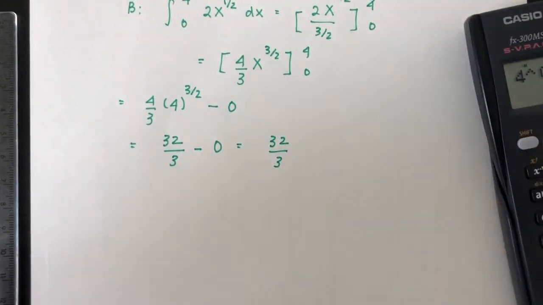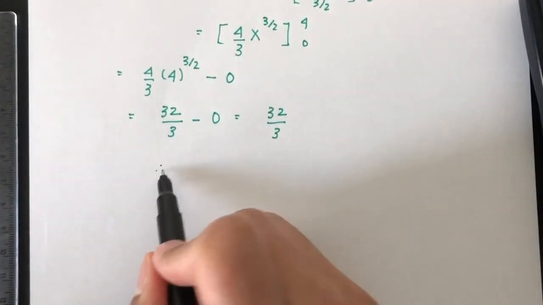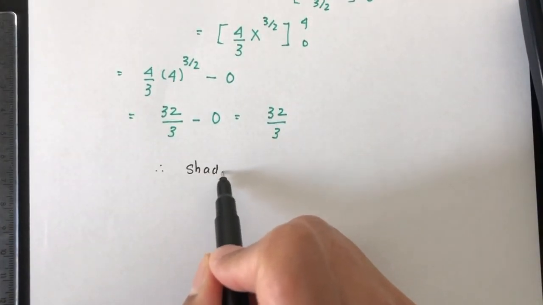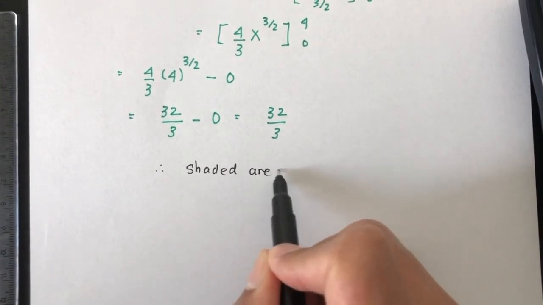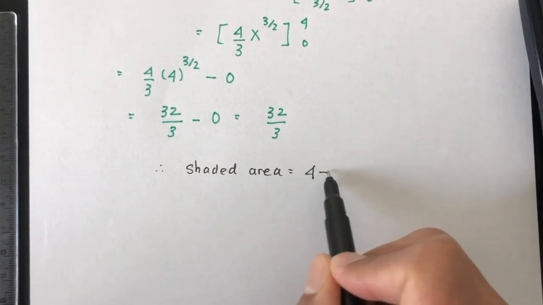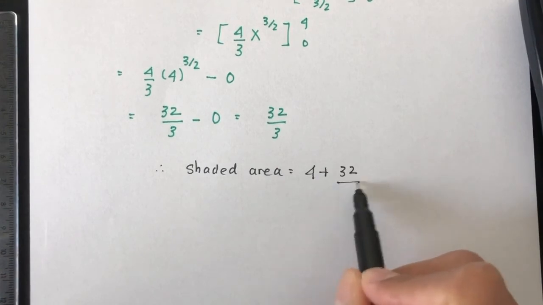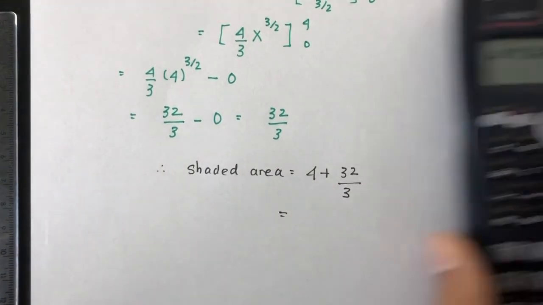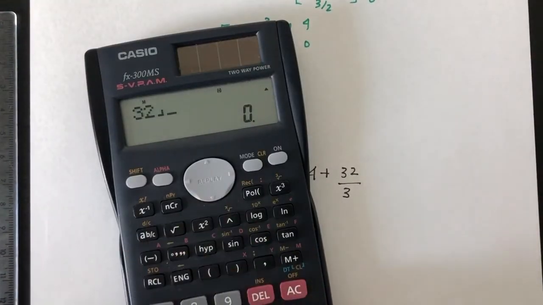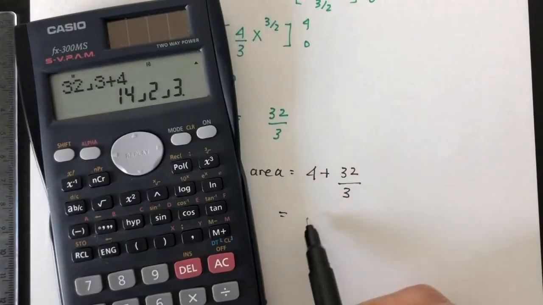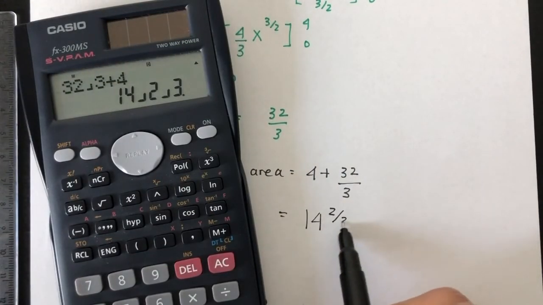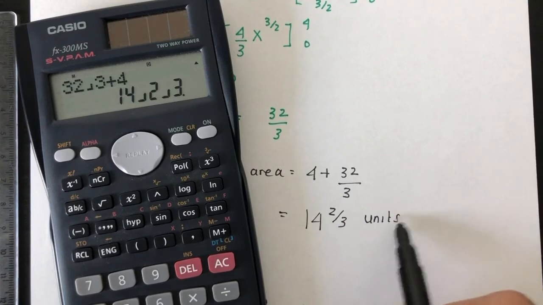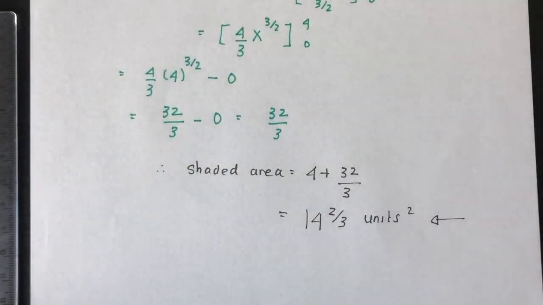Now from this, as you have seen, the shaded area is A plus B. A will be 32 over 3 plus B, which is 4. So 32 over 3 plus 4, that should be 14 2 over 3 units squared. Okay, so that will be your answer for part 3 of this question number 9.